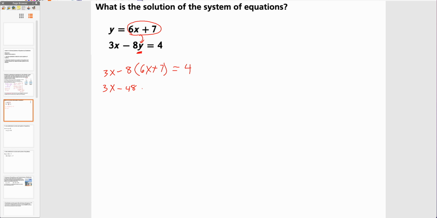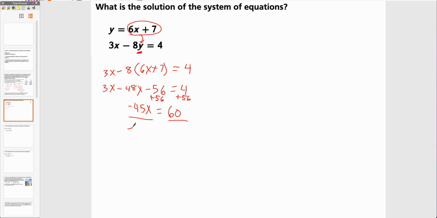Okay, 48x minus 56 equals 4. So I need to combine like terms and add 56 to both sides. So 3 minus 48x is negative 45x. I need to add 56 to both sides. So that equals 60.